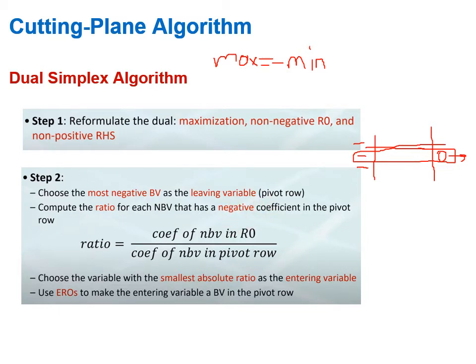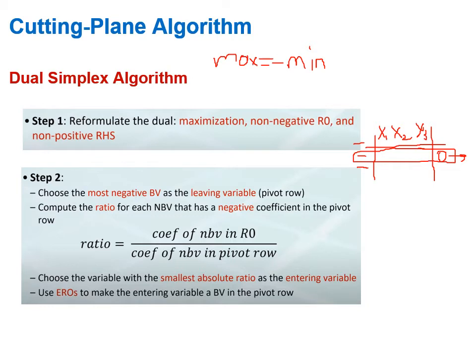Okay, now we need to calculate the ratios. And the ratios are calculated by the row 0 coefficient divided by the coefficient in the pivot row. Row 0 divided by this. So we may have, let's say, variable x1 here. We may have variable x2 here. And we may have variable x3 and so on.